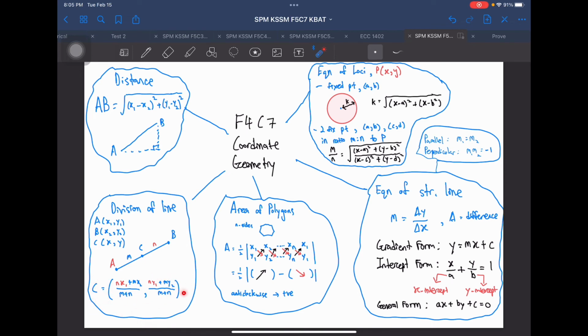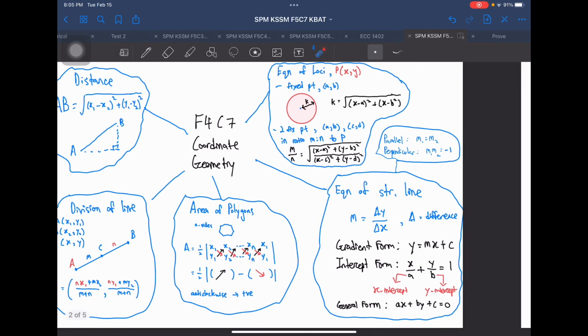But the question might go the other way around, where it gives you the coordinates of C and then asks you to find m and n if you are given these 3 points. Or sometimes it might give you A and C and then ask you to find B. Sometimes it might give you all 3 points and then ask you to find m and n. This is where you need to use a simultaneous equation, or sometimes in a locus equation, you might want to use a quadratic equation to solve it.